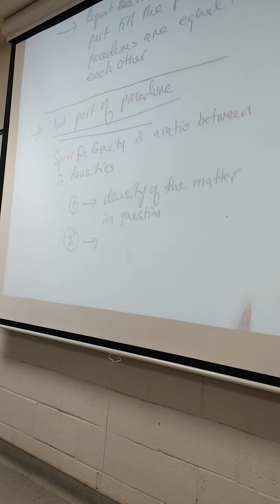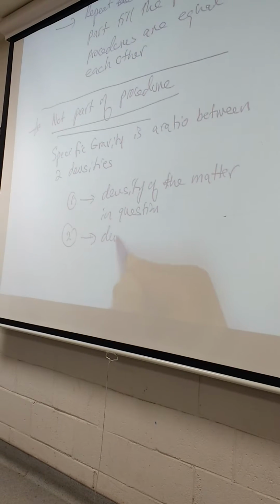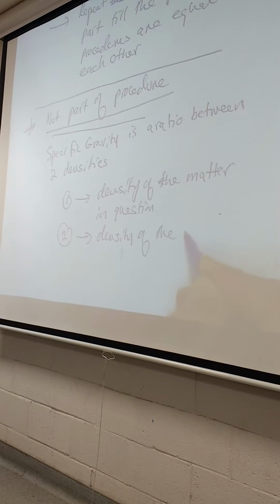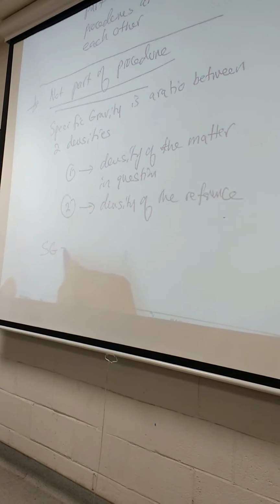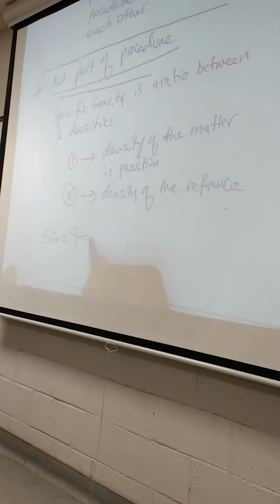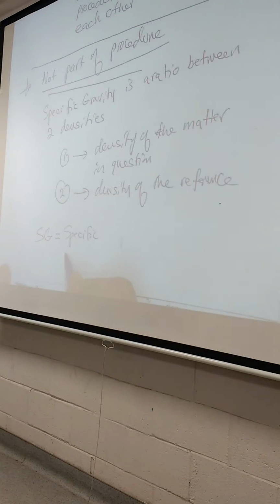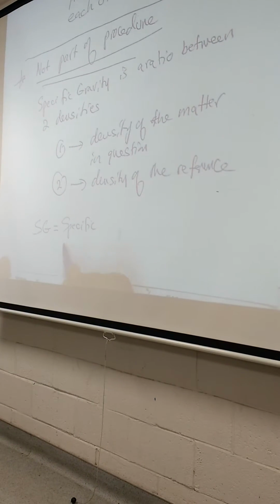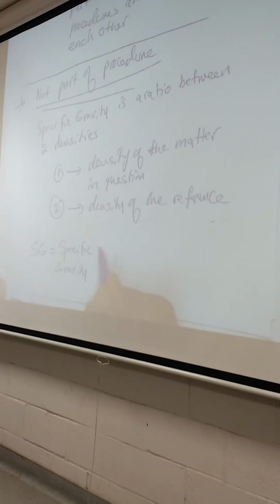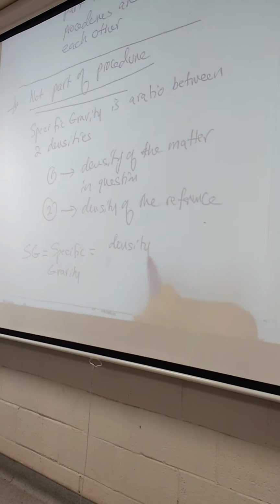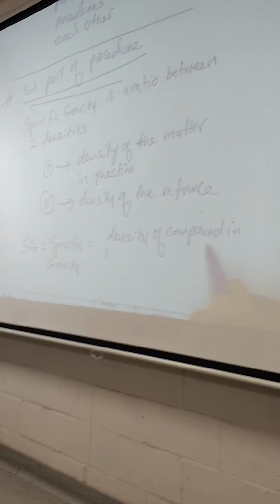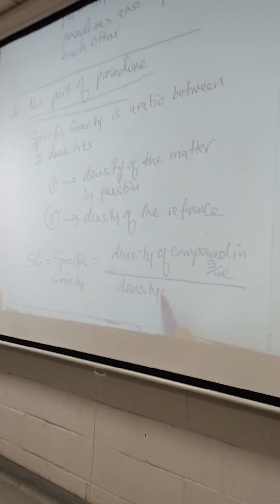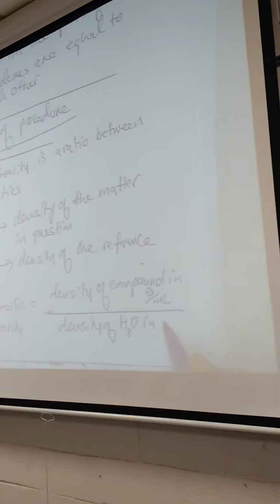Density of the matter in question over the density of the reference. So here it is. Specific gravity is given as SG. As I said, we'll not do the experiment for it because the equipment is not there. Specific gravity is given as 2 densities: density of the matter, of the compound, in gram per ml, divided by the density of H2O in gram per ml.